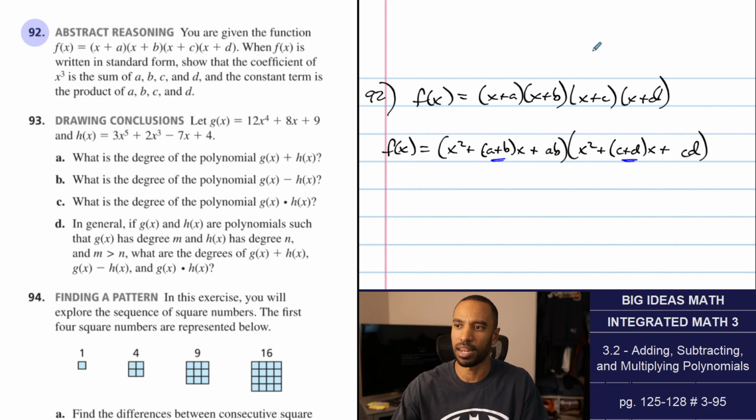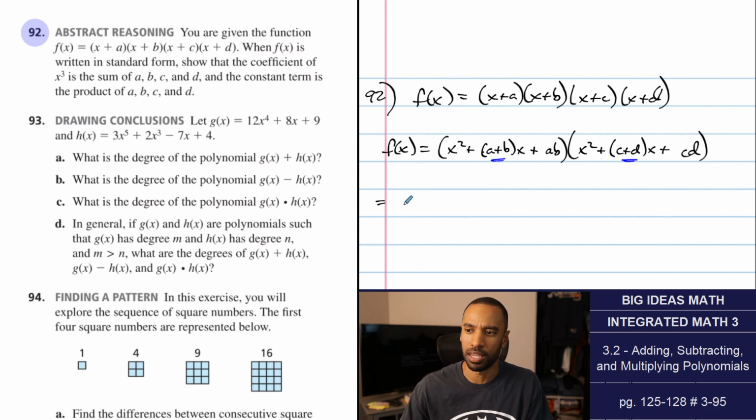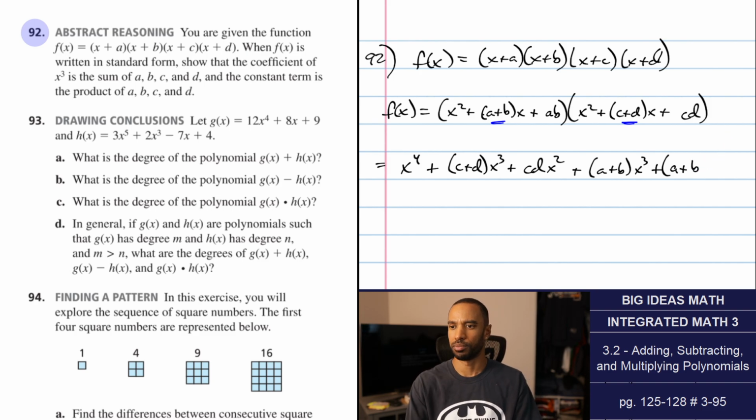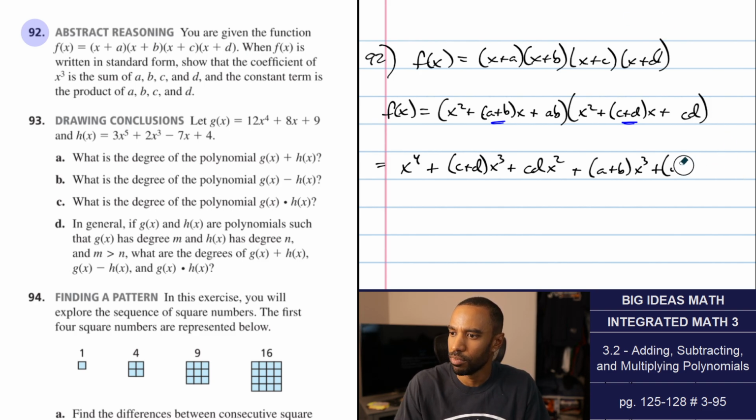So now when we expand everything here, this will be, oh boy, this is going to be tough. x to the 4th plus (c plus d)x cubed plus cdx squared. Now let's do the a plus b things. Plus (a plus b)x cubed plus (a plus b)... Oh, shoot. This one I have to do, well, here's where, you know what? I don't care about the rest of them. I care about the x cubes, right?